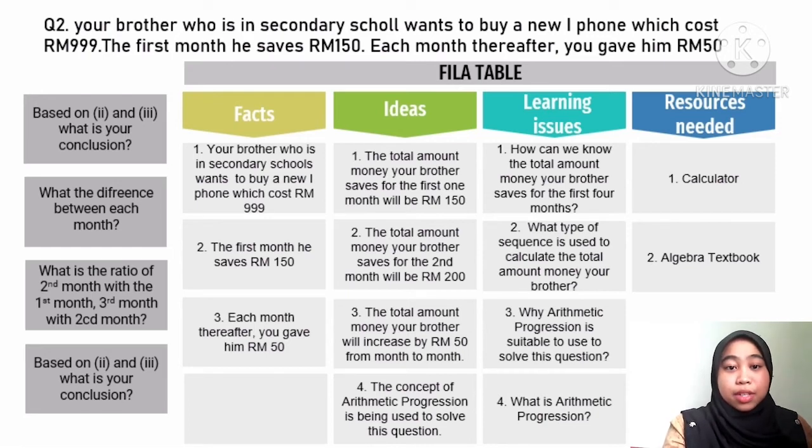The last part of this field table is resources needed. The first thing is a calculator, and the second resource we use is an algebra textbook.